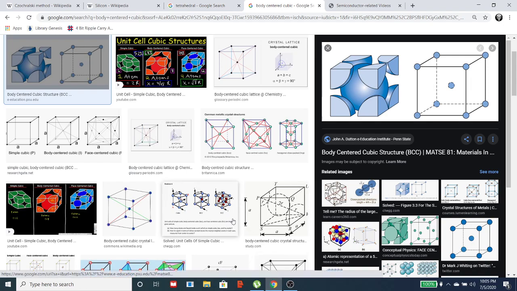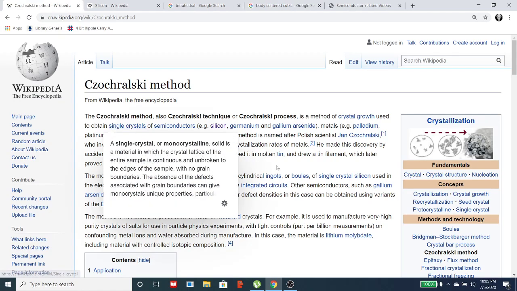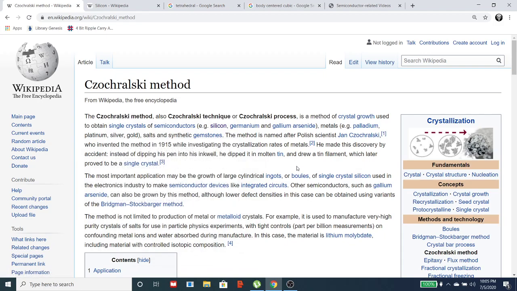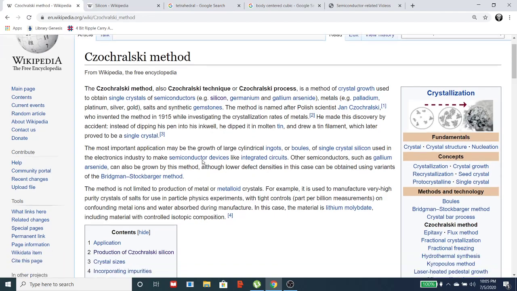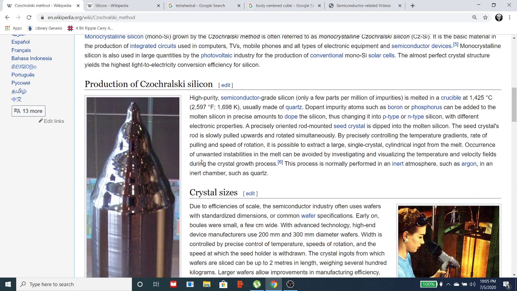So how has the silicon been created? We go through the Czochralski process. This process was developed by a Polish scientist known as Jan Czochralski in the year 1915. And we come here. So what happens? We have the pure silicon, electronic grade silicon that you know.